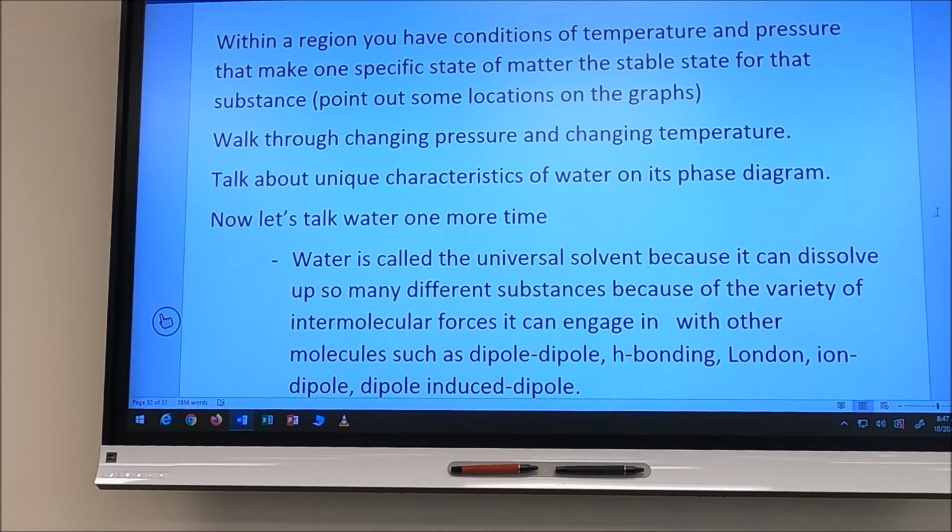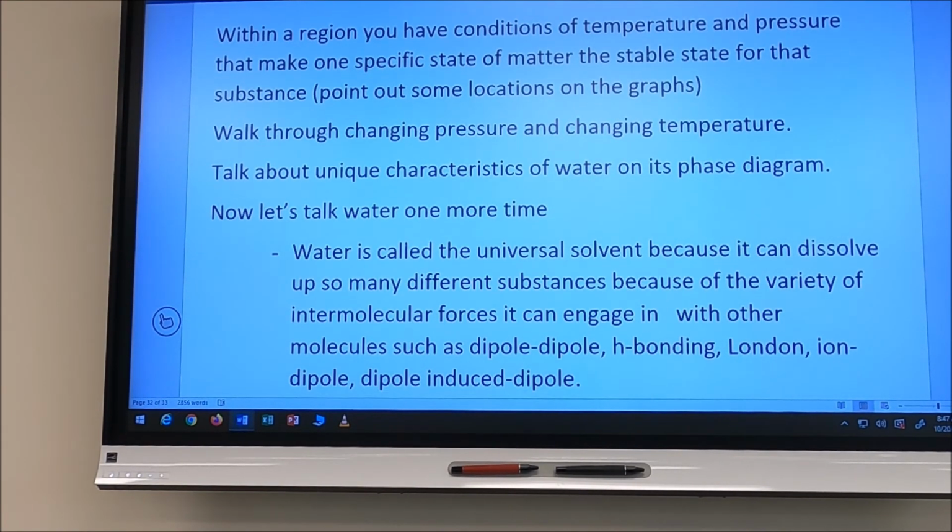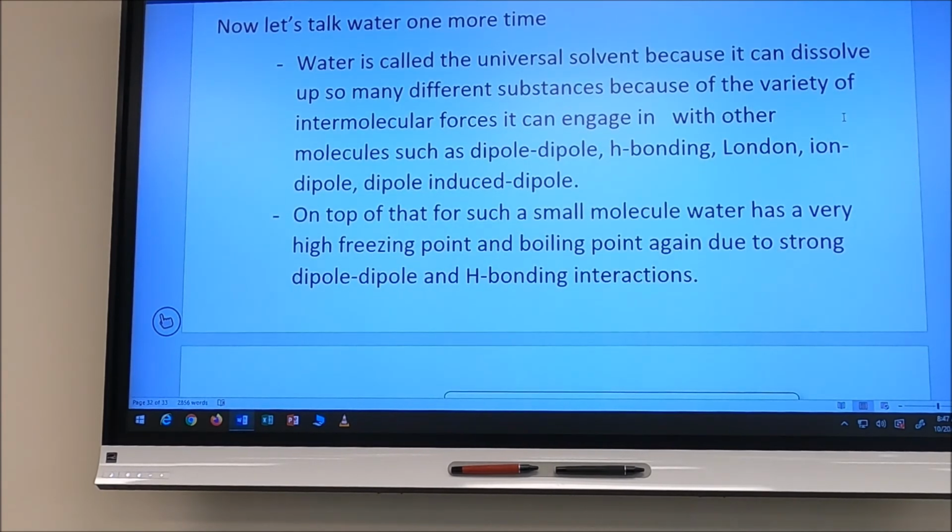I've already walked you through changing pressure and changing temperature. So let's talk about water one more time. Water is called the universal solvent because it dissolves so many different substances, with a variety of intermolecular forces that it can engage in. It can interact with molecules using dipole-dipole bonding, hydrogen bonding, and London forces. Through ion-dipole, it can interact with ionic compounds. And through ion-induced dipole, it can interact with nonpolar covalent molecules, dissolving an oxygen molecule or a carbon dioxide molecule.